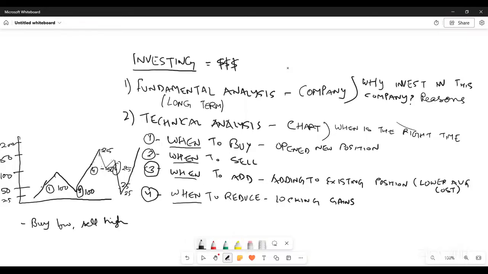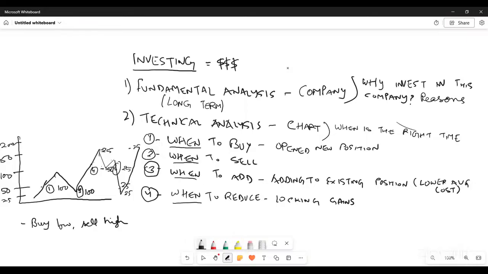Now, how many shares are you in? You're back in 100 shares. You can now do the same thing again. You can reduce your size. You can do minus 75 here. But only do this if the fundamentals are still strong. If the fundamentals have changed, you don't want to do that.